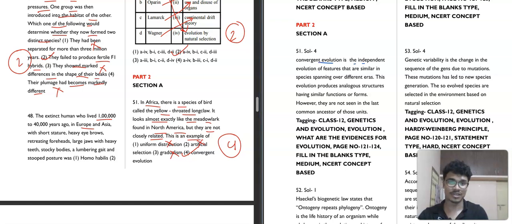Convergent evolution is the independent evolution of similar features in species spanning different areas. This evolution produces analogous structures having similar functions or forms. However, they are not seen in the last common ancestor of those species.